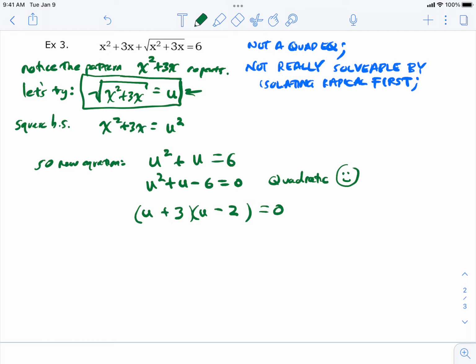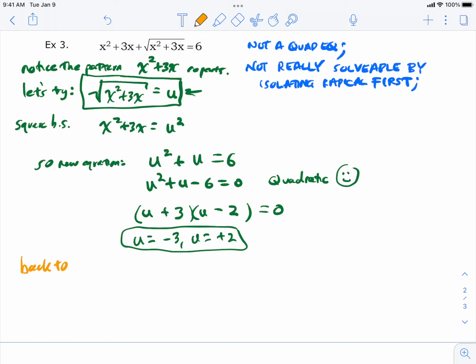So I got my solutions for u right away. u equals negative 3, u equals positive 2. Those are my solutions for u, for the letter u. Now, got to go back and get x.